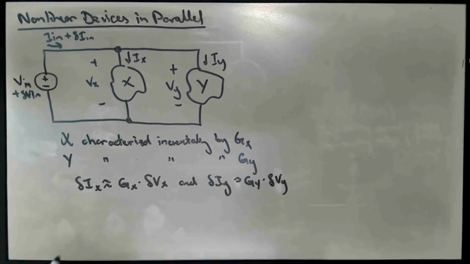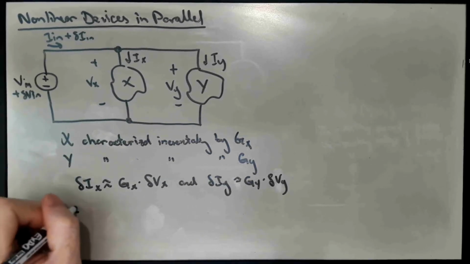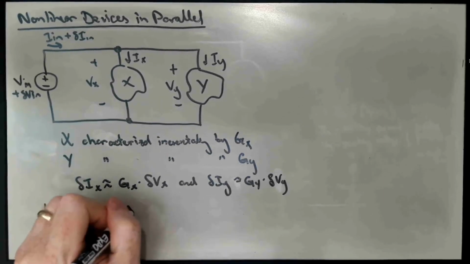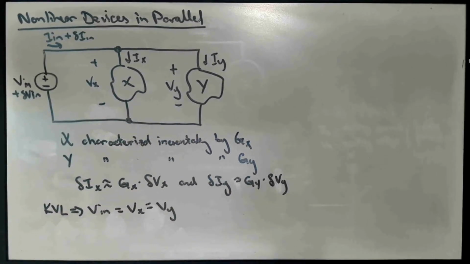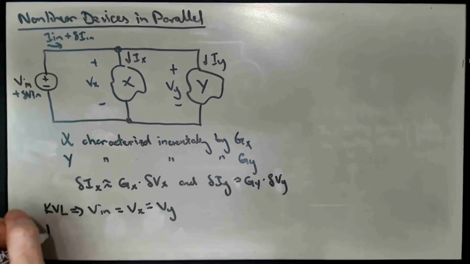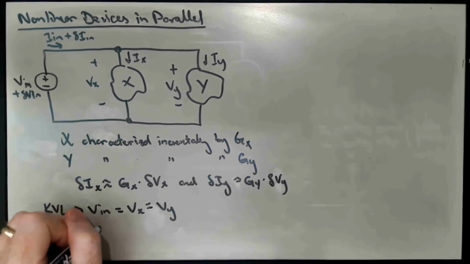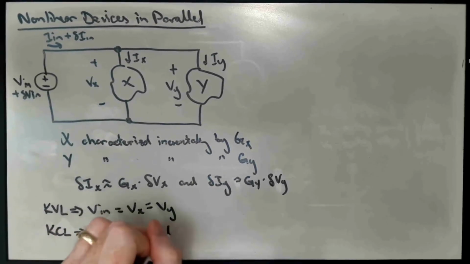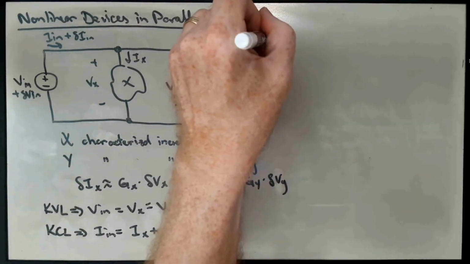Well, we know, for instance, that KVL, which still holds for nonlinear circuits, tells us that Vn is equal to Vx is equal to Vy. And KCL, which still holds, tells us that In is equal to the sum Ix plus Iy. Well, I can differentiate the KCL.